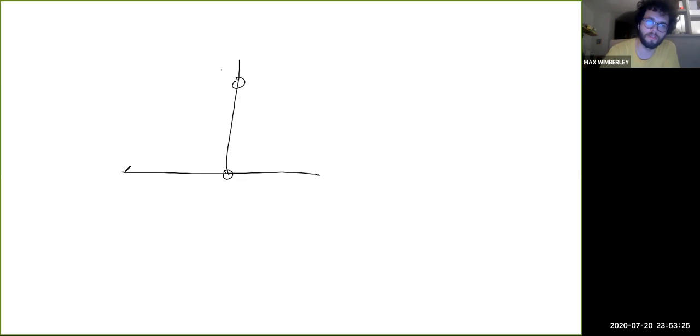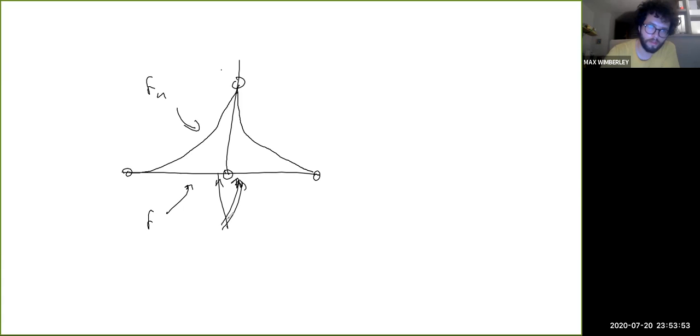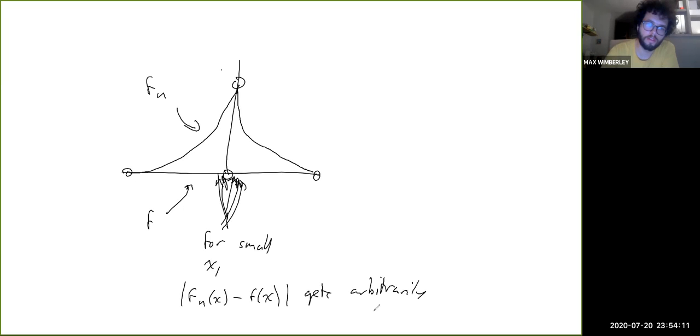So now we're excluding the point 0, right? And we also exclude these endpoints over here, but that doesn't matter. So here's fn, and then this is f, right? So at all these small values of x, for small x, the absolute value of fn of x minus f of x gets arbitrarily close to 1. This is true for any n, right?